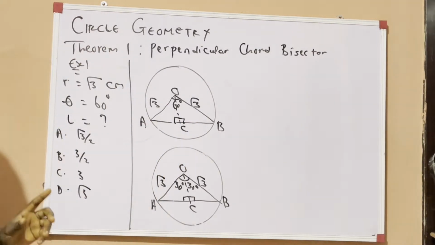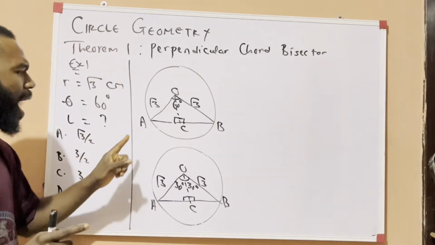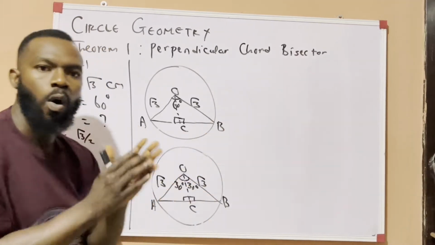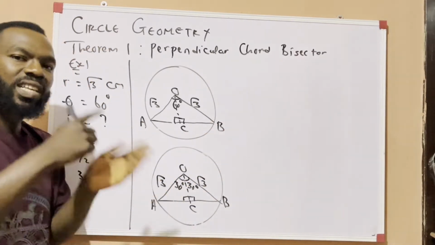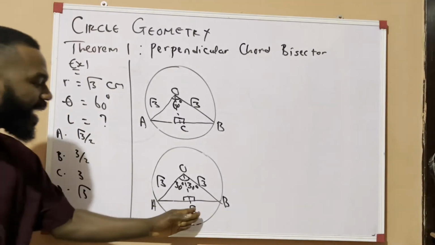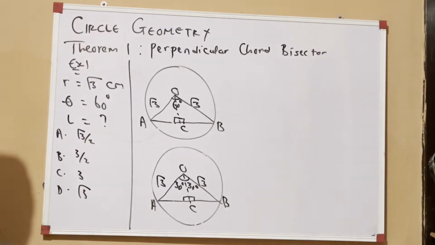Now, the question for us to solve here is to find the length of the chord. If I am able to get AC, I have also got CB, because we said line AC is equal to line BC. So how do I solve for line AC or line BC? Now look at what I'm going to do.